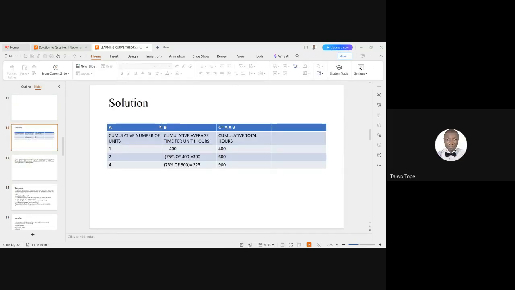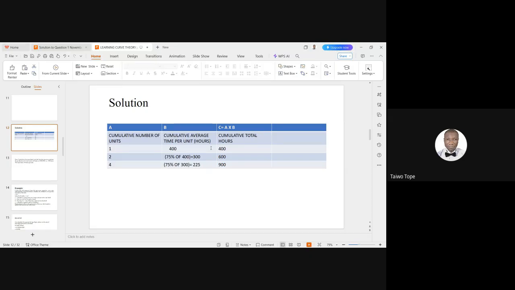See the table. Once you get your average, you get your total. You understand? In learning curve, please let's take note of these words. Your average time is different from your total time. Average is different from total.